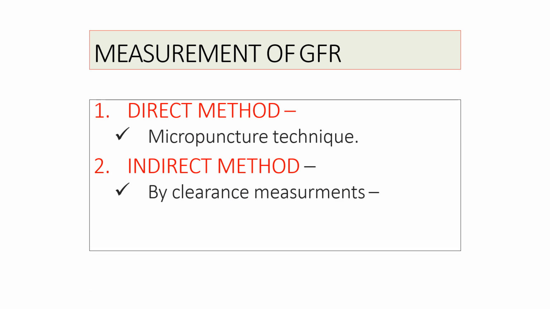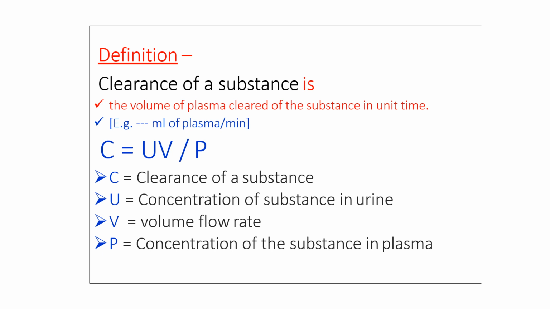Next, coming to the measurement of GFR. The direct method is by the micropuncture technique, and the indirect method is by clearance measurements. The direct method is not done because it is an invasive, puncturing method. The most common indirect method is clearance. Clearance of a substance is the volume of plasma cleared of the substance in unit time, for example, milliliters of plasma per minute.